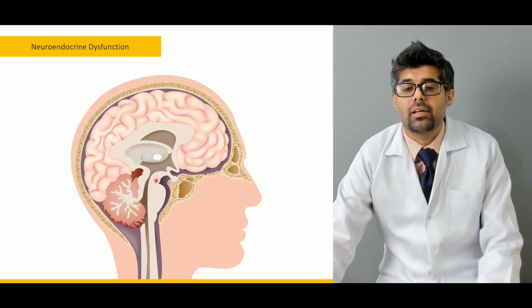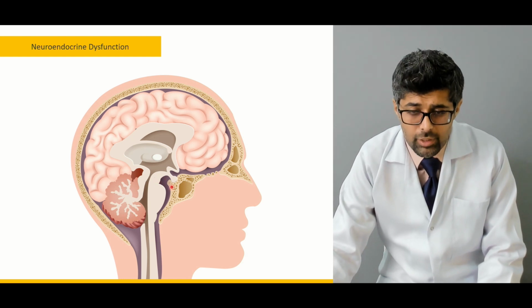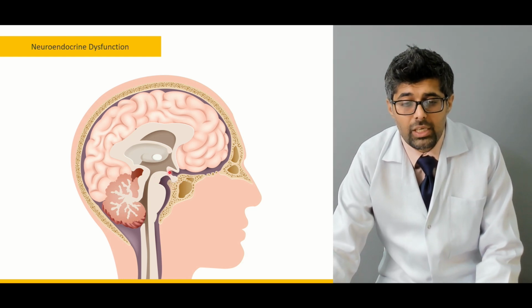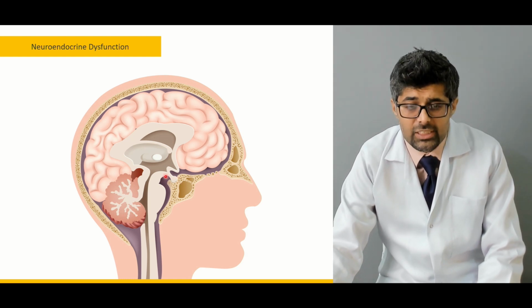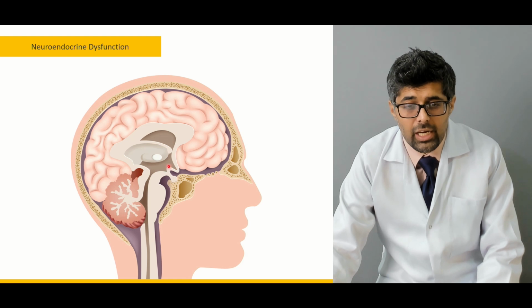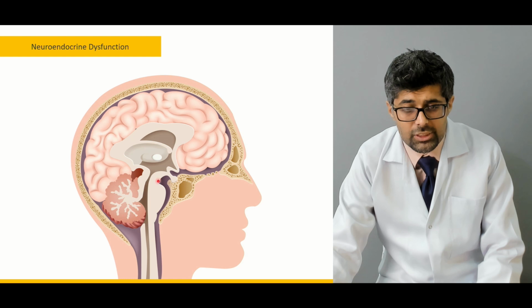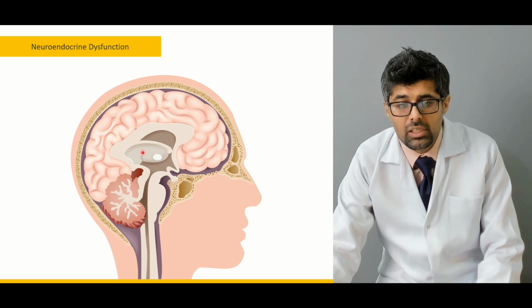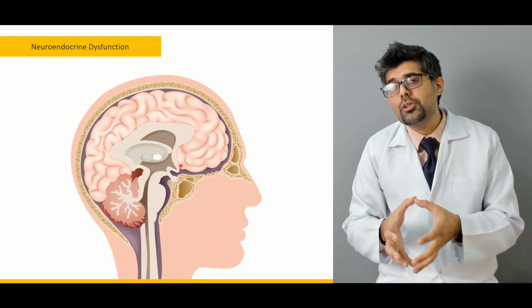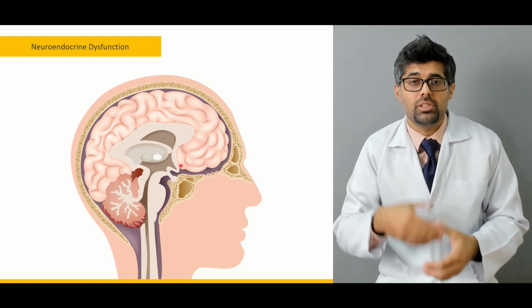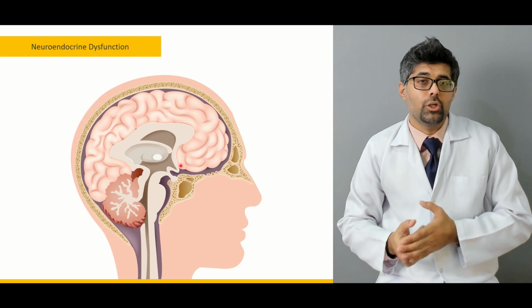And the pituitary gland lies above the sphenoid bone inside the sella turcica. This is the pituitary gland, and this is the basal ganglia. This is the thalamus, and this is the basal ganglia. Now, the pituitary gland has two lobes, the anterior lobe and the posterior lobe.